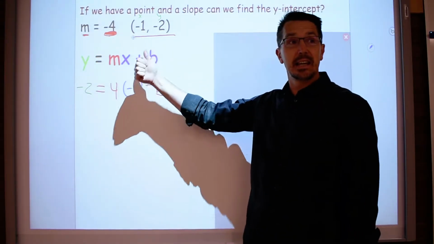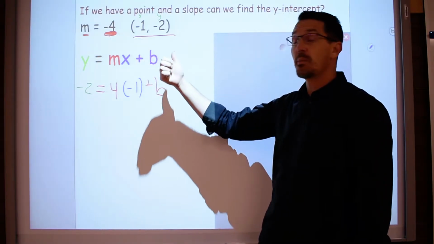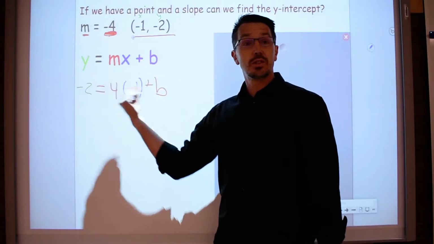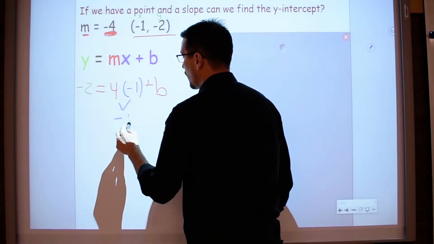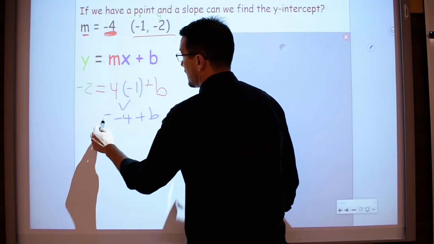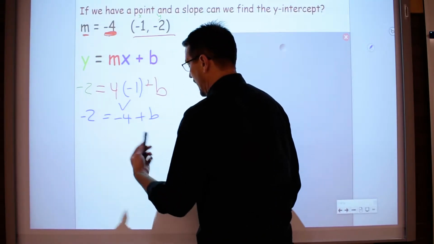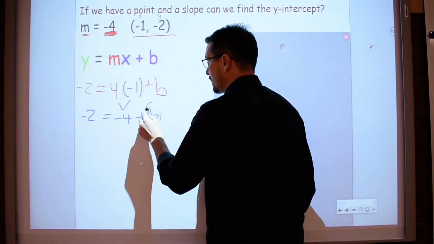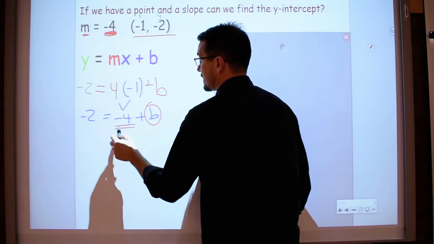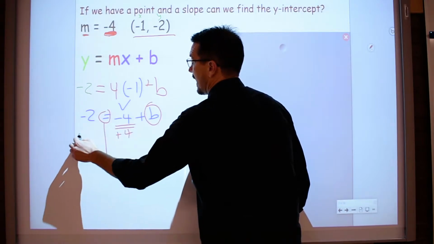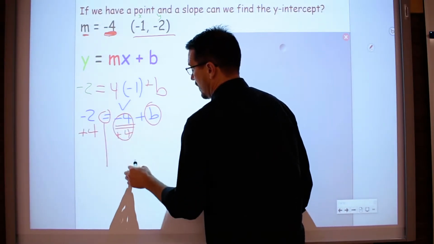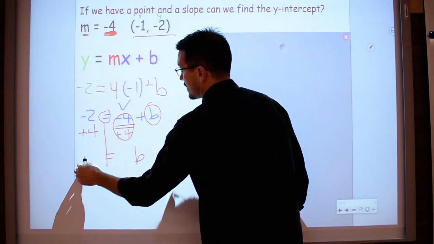The only thing I'm missing is b, my y-intercept. And so all I have to do is solve for b. So, okay, 4 times negative 1 is negative 4, equals negative 2. And then I say, okay, I got to get b alone because I'm going to try to solve for b. The constant is negative 4. How do I get rid of that negative 4? I add 4. If I do it to one side, I do it to the other. This is 0, and I get b equals 2.